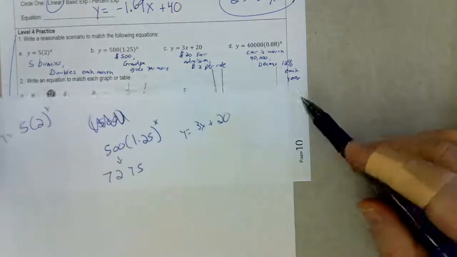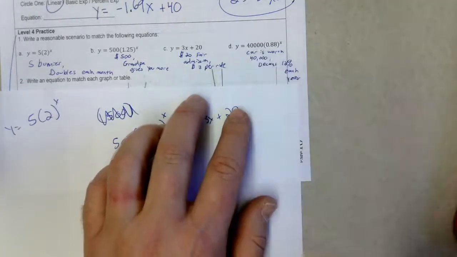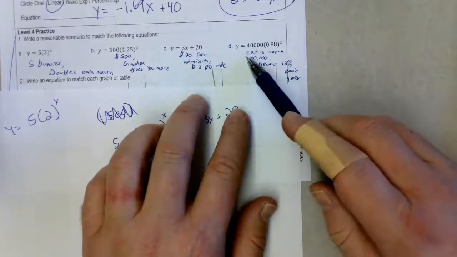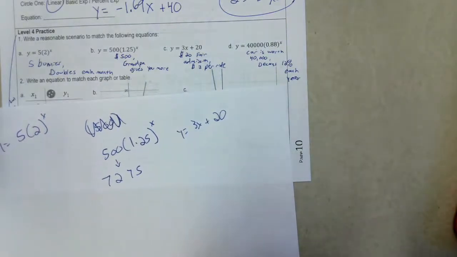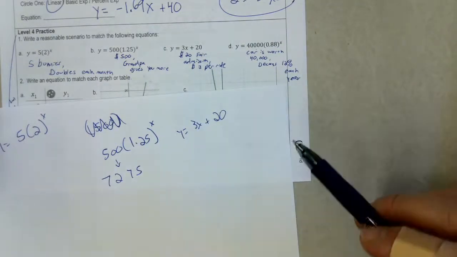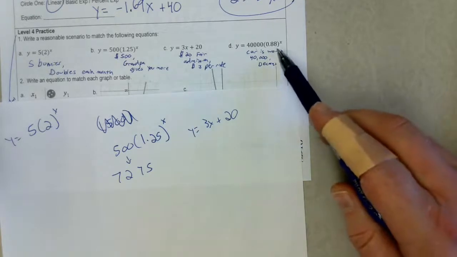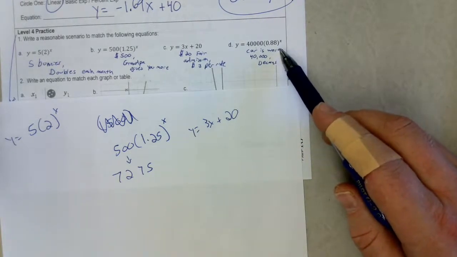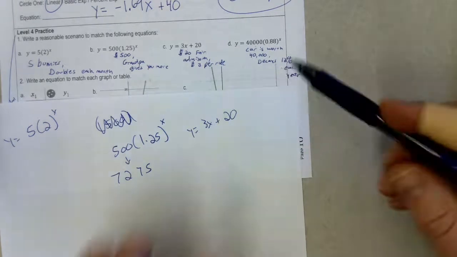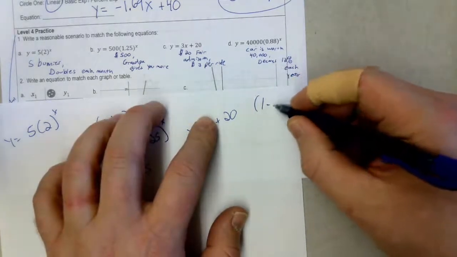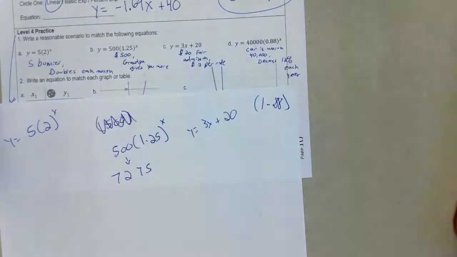And then finally, letter D, you bought a car for $40,000. That's the initial amount, and then each year it depreciates or decays at 12% each year. And so this is a 0.88. So obviously it's decreasing at 12% because that's coming down from 1. That's our 1 minus our percentage that we were talking about earlier.